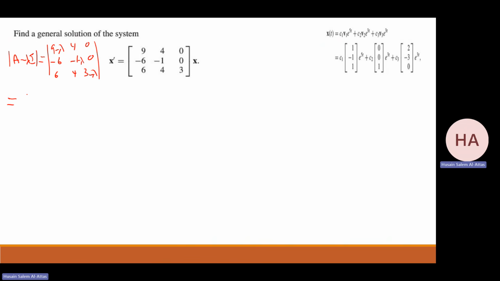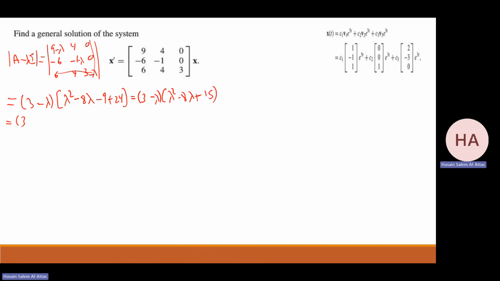I'll do the expansion with the last column. So positive, negative, positive, positive. I have 3 minus lambda. Let me do it quickly. 3 minus lambda. I cancel this, I cancel this. Let me do the product: lambda squared minus 9 lambda plus lambda, that will be minus 8 lambda. Okay, minus 9 plus 24, which is what? 3 minus lambda times lambda squared minus 8 lambda plus 15.